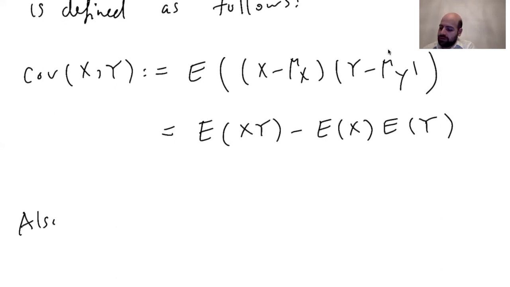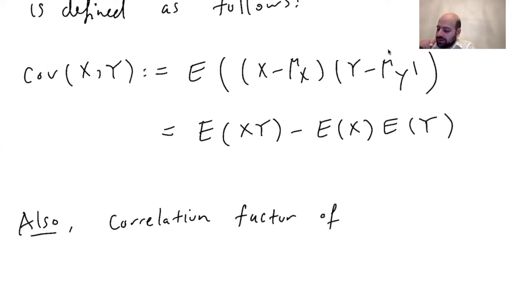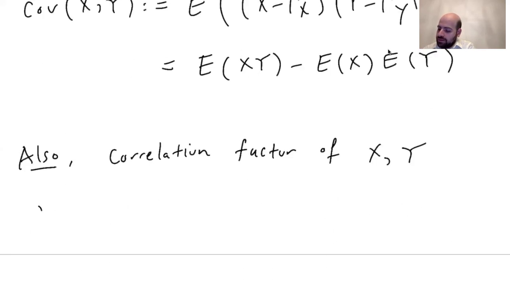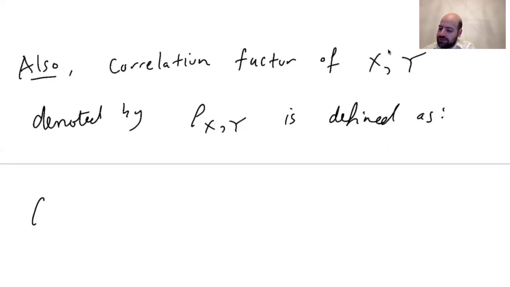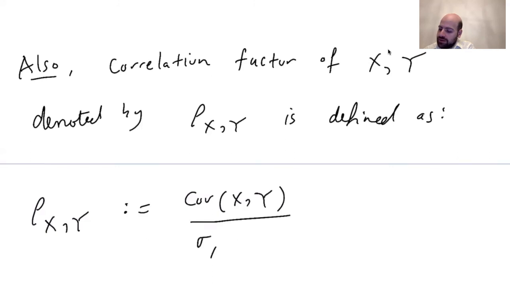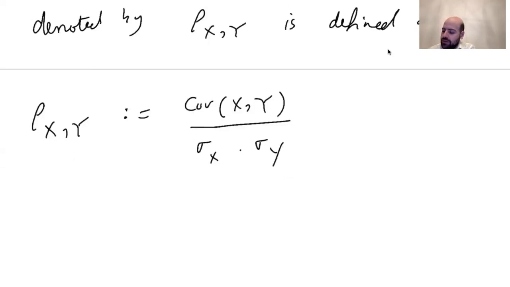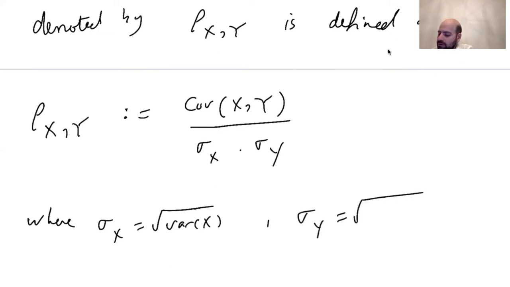Okay, so also the correlation, or correlation factor, of x and y, denoted by rho xy, is defined as follows. So rho xy is the same as covariance, but it's a normalized version. It is defined as covariance of x and y divided by sigma x times sigma y, where sigma x is the square root of variance of x, the standard deviation, right? So the square root of variance, and sigma y is the square root of variance of y.